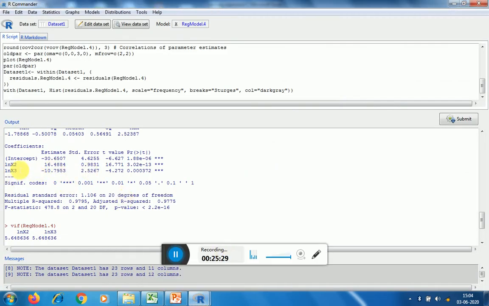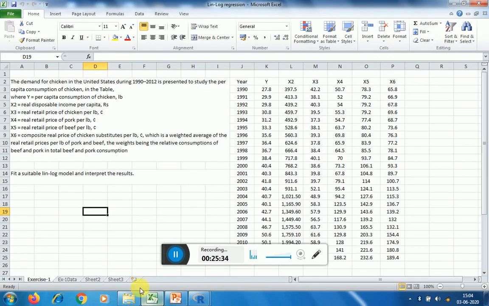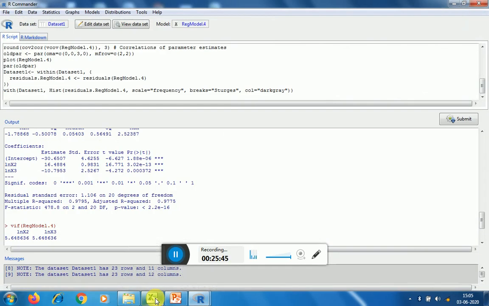Similarly, x3 is your real price of chicken. If the real price of chicken increases by 1%, then that may lead to a reduction in the per capita consumption by 0.10 units. This is how we can make inferences about the per capita consumption of chicken on the basis of these variables.